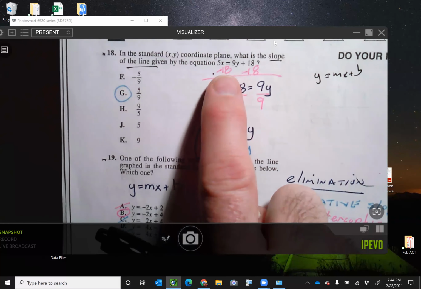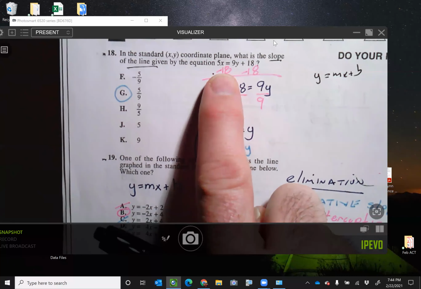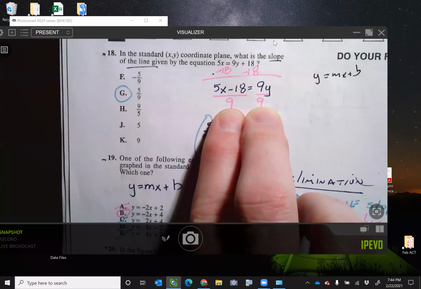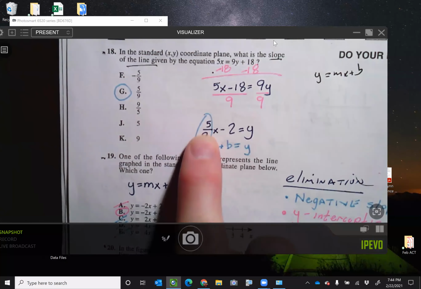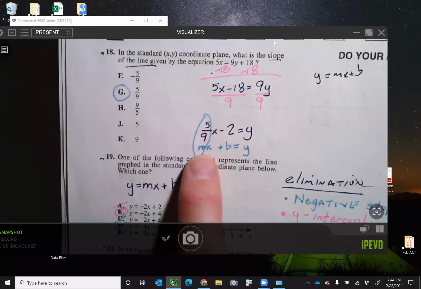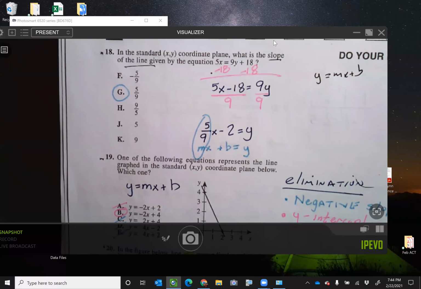I subtracted 18 from both sides of the equal sign. And then I divided both sides by 9. Now 5 divided by 9 is 5/9. Negative 18 divided by 9 is -2. So our slope is 5/9.